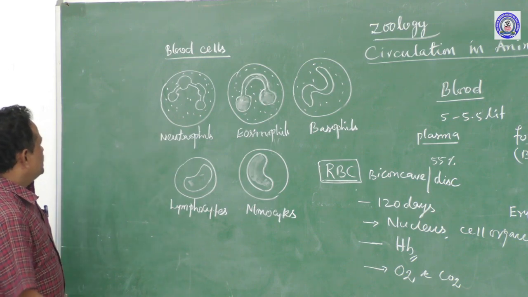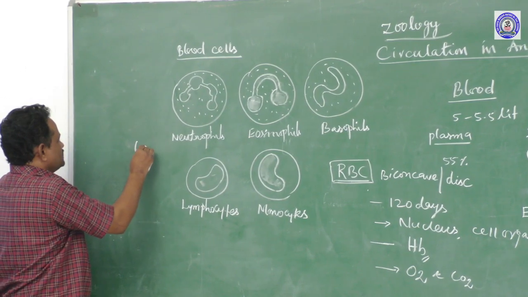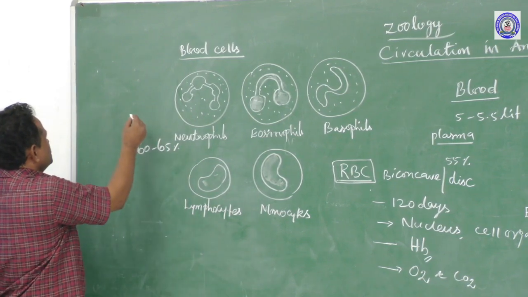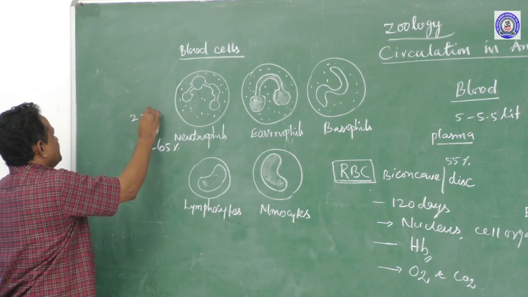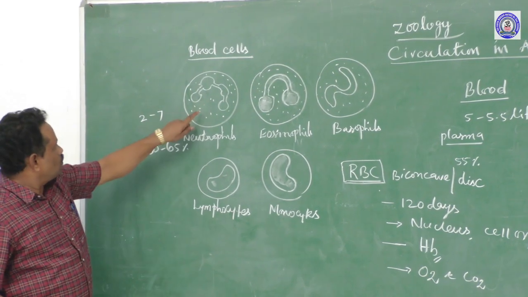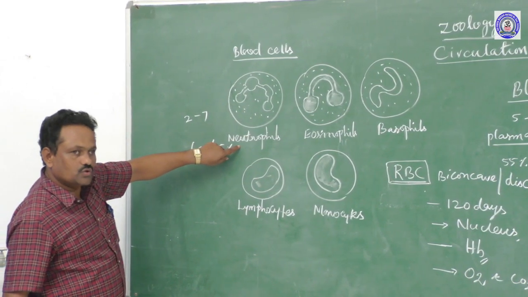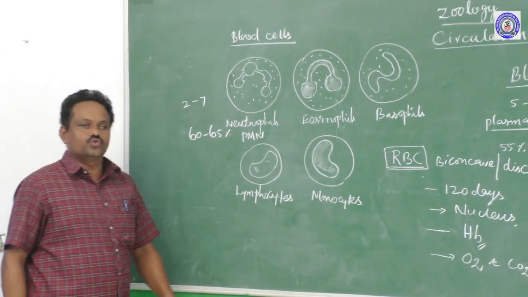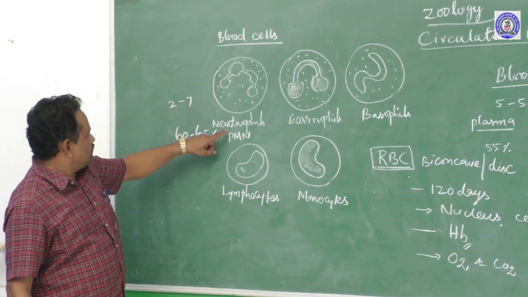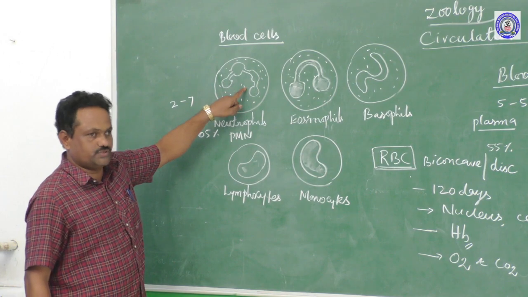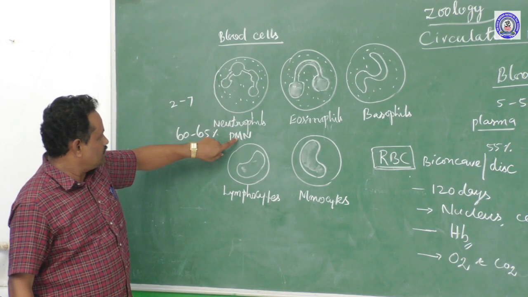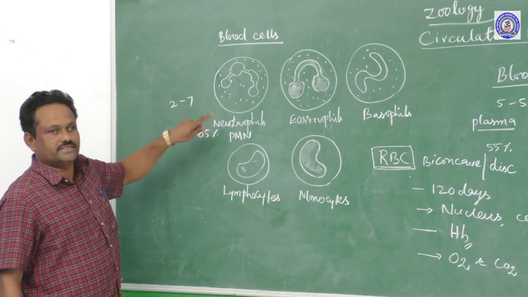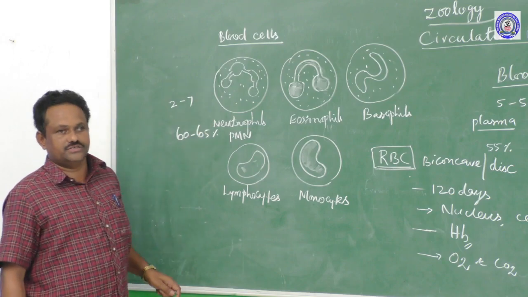Neutrophils, in the blood count, are about 60 to 65%. The nucleus has from 2 to 7 lobes. So, the neutrophils are also called polymorphonuclear neutrophils because of the presence of more number of lobes. The number of neutrophils increases during inflammatory conditions or during inflammation.